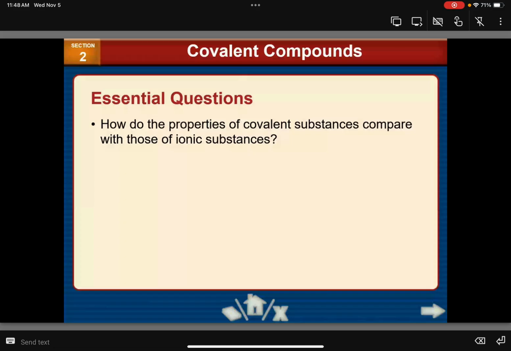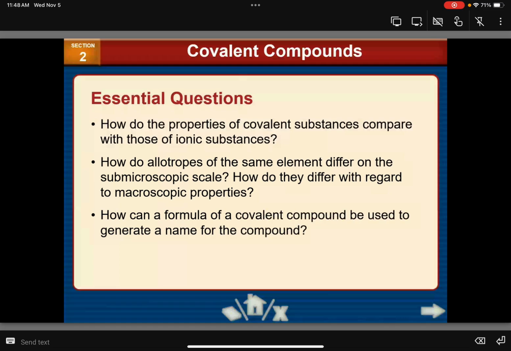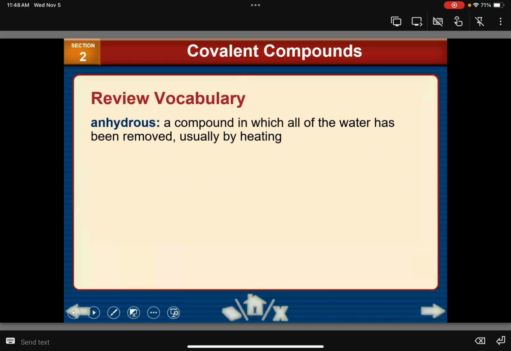So, our essential questions, which are listed on page 168. How do the properties of covalent substances compare with those of ionic substances? How do allotropes of the same element differ on the submicroscopic scale, and how do they differ with regard to the macroscopic properties? And how can a formula of a covalent compound be used to generate a name for the compound?